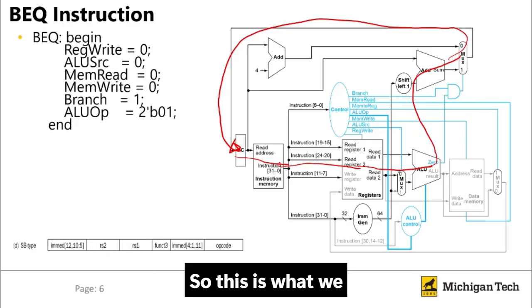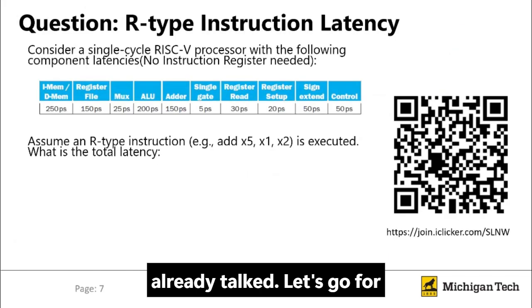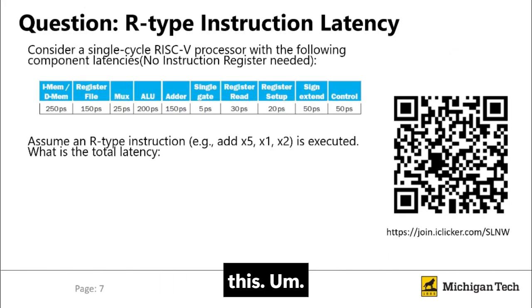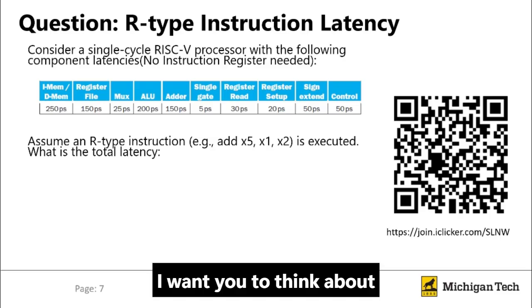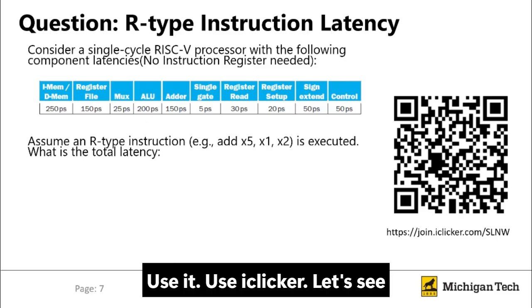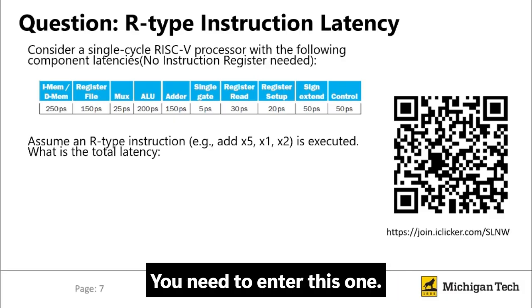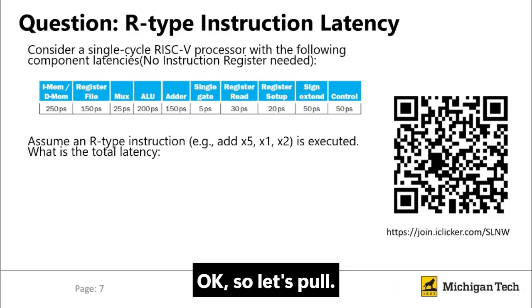So this is what we already talked about. Let's go for this. I want you to think about this. Let me define this, and I want you to solve it. Use iClicker. Let's see, where is my iClicker? Start the class. You need to enter this one. Okay, so let's poll.